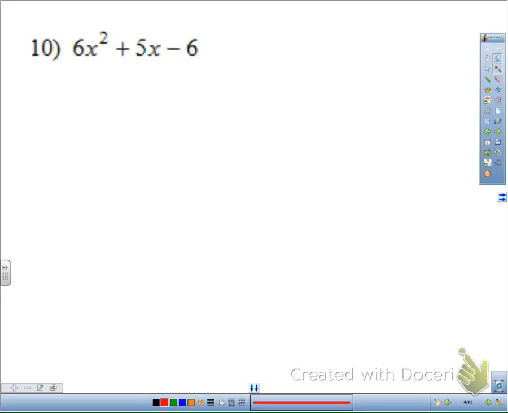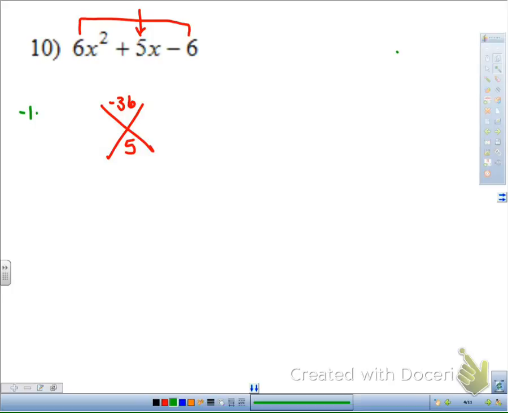Again, magic numbers. Okay, I'm starting with magic numbers because there's nothing I could divide out. 6 times negative 6 is negative 36, adds up to be 5. And I'm looking for those magic numbers. So I'd be sitting there.